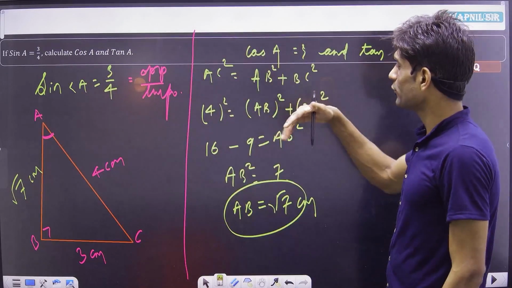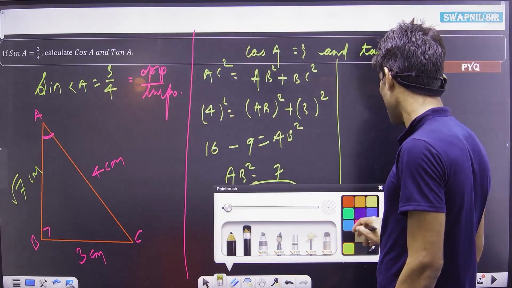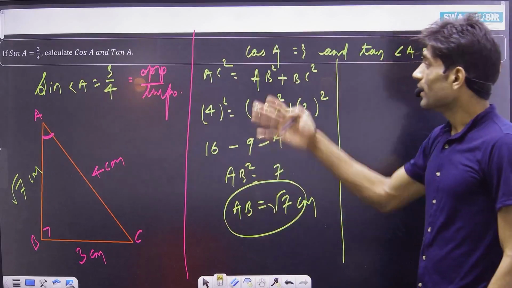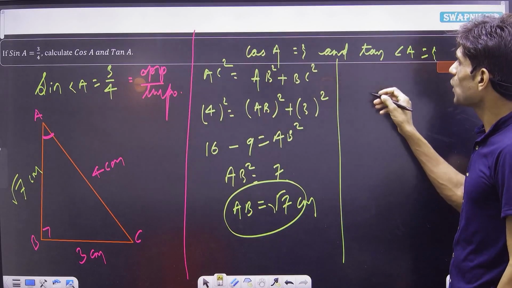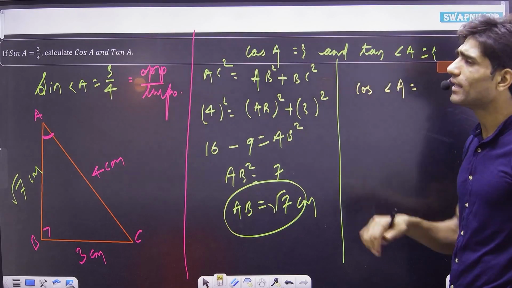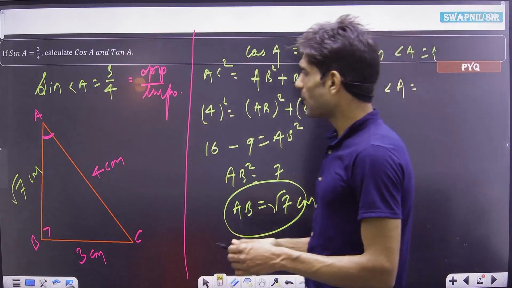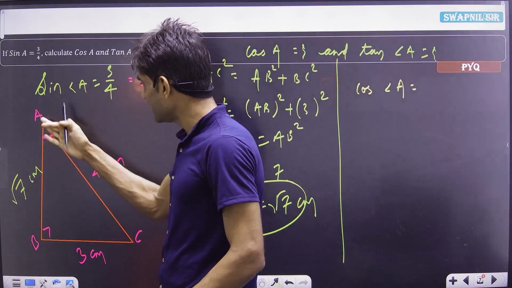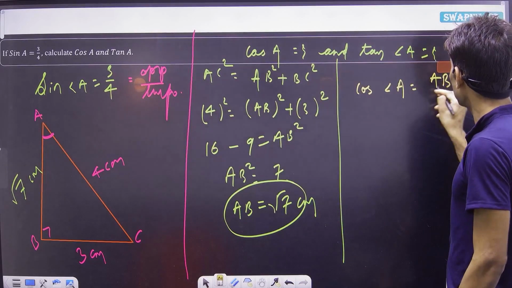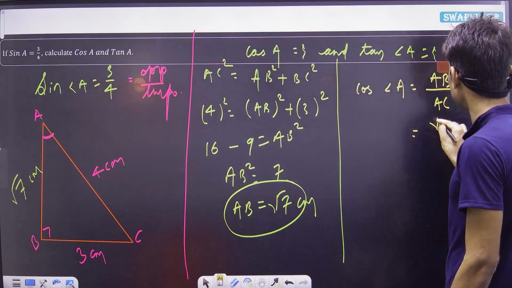Now it is easier to find out the value for cos and tan. Let me define the value for cos and tan. Next, we want the value of cos of angle A. We know that cos of angle A can be defined as adjacent side upon hypotenuse. About angle A, the adjacent side is AB, upon hypotenuse, we have AC.